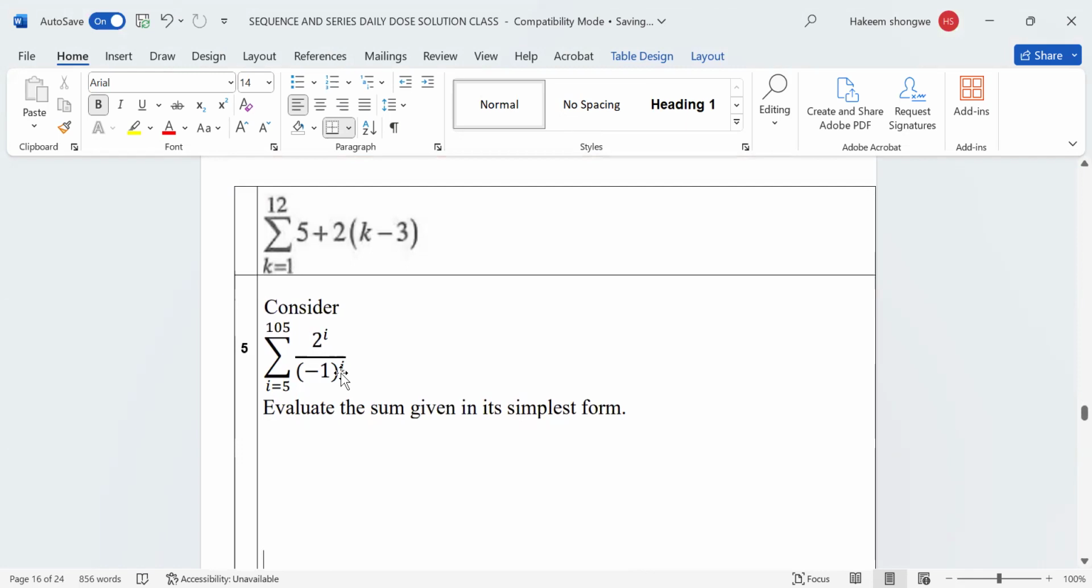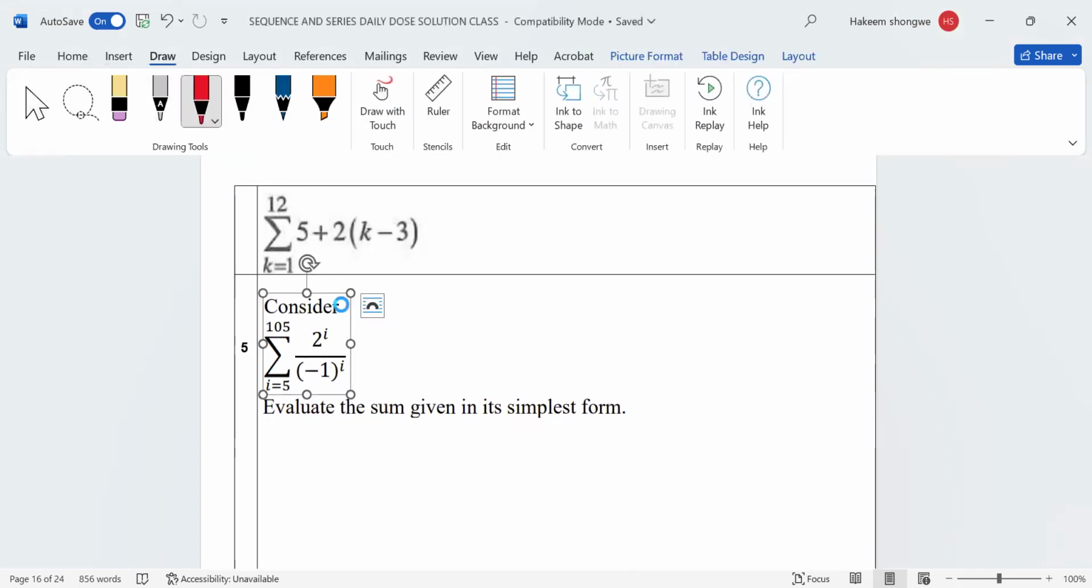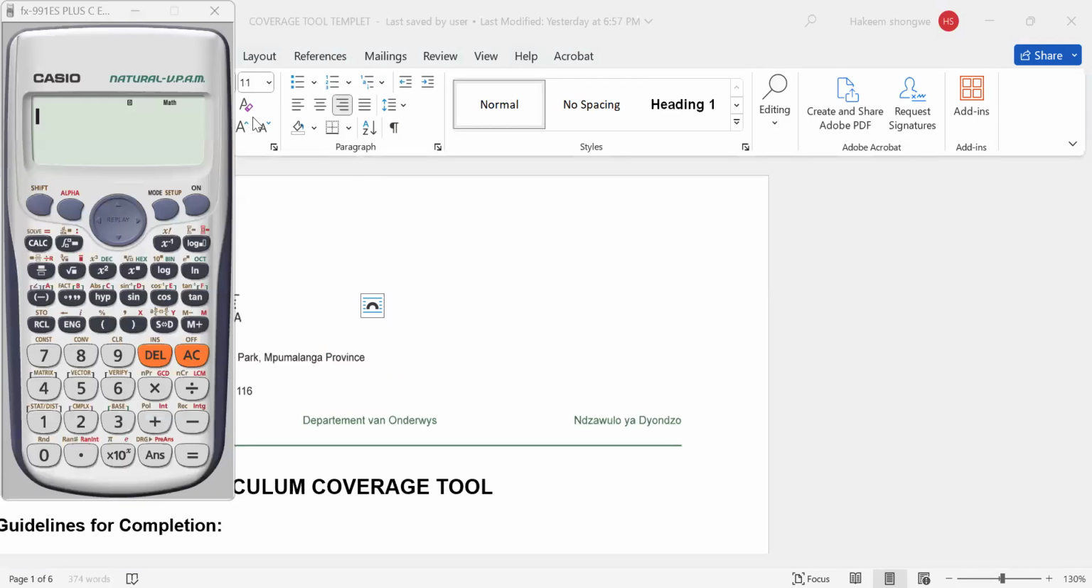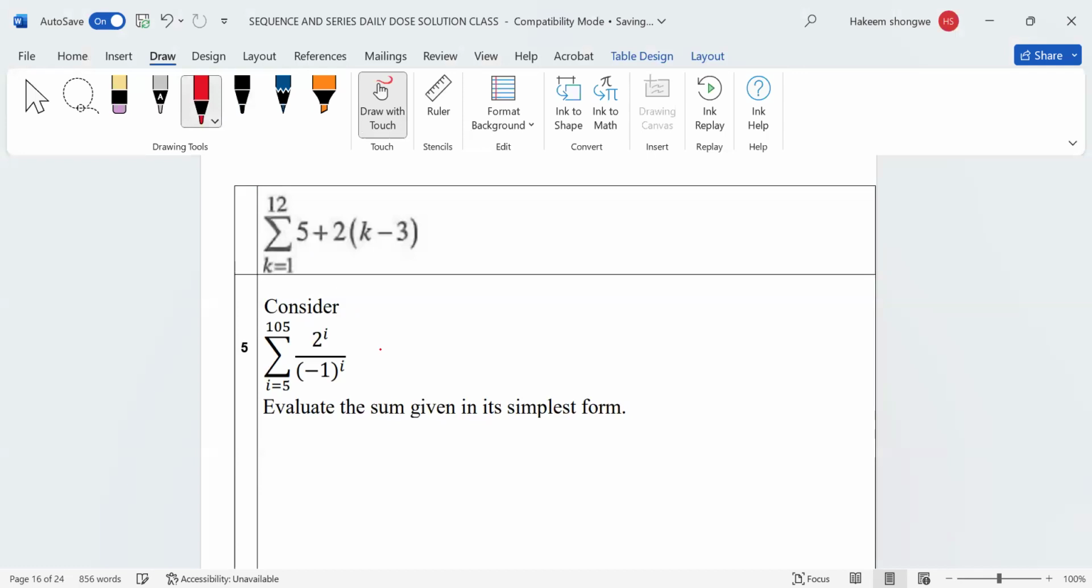Here we can put everywhere we see n, remember. Everywhere we see I, we're supposed to put something. We're going to start by putting something here and also putting something here. So here we see I, we're going to put 5. This is the value that we substitute to get the first term. We also put 5 here. So what are we going to have now? We're going to have 2 to the power of 5 all over minus 1 to the power of 5.